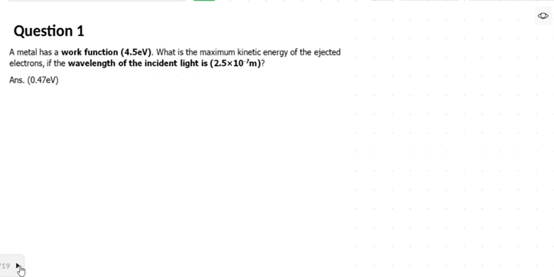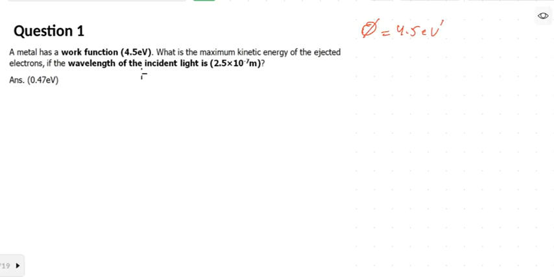Now we can start solving questions and apply Einstein's equation. Let me read together and practice together, starting with question number 1. A metal has a work function 4.5 electron volt. So he's giving me the work function. The work function is given as 4.5 electron volt.